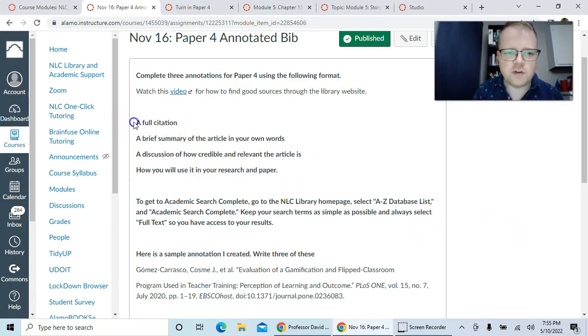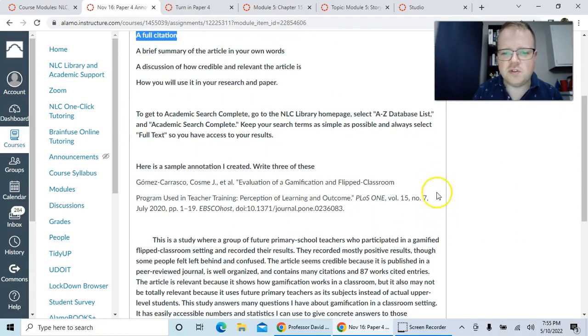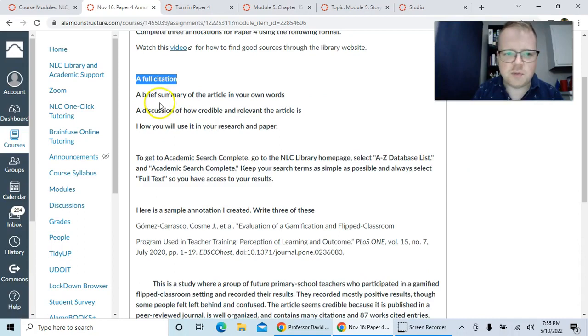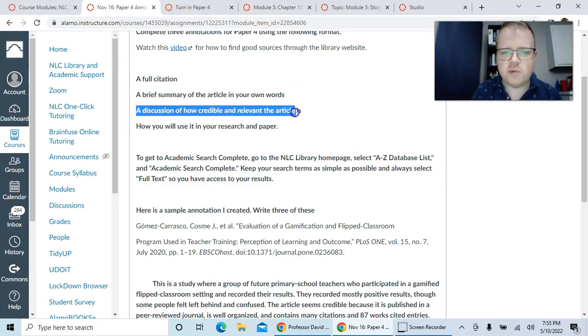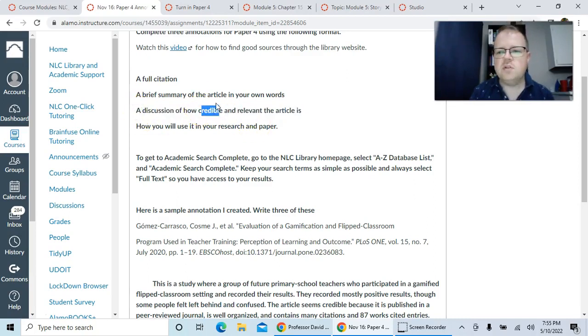So for each one, you're going to do a full works cited citation, just like the ones that we did for the last two papers. And then for each one, you'll give a brief summary in your own words. Discuss how credible and relevant the article is. So for credibility, that's talking about why these people know what they're talking about.